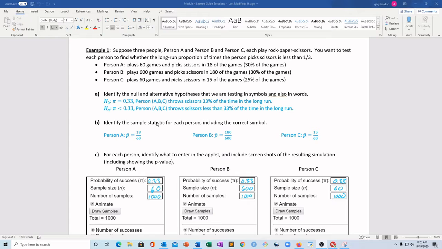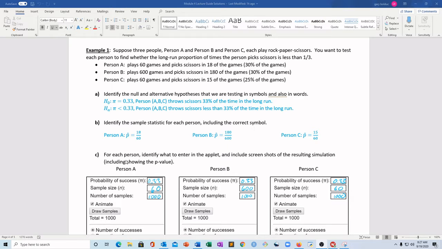B says identify the sample statistic for each person with the correct symbol. For person A, we had 18 out of 60. Person B, 180 out of 600. Person C, 15 out of 60. And the percentages are right here: 30, 30, and 25.